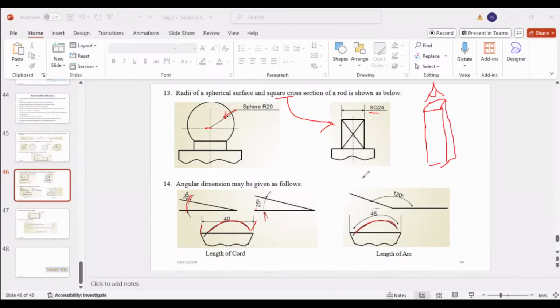And for the large angle, you can see that you can draw the arrowheads within the angle and mention the dimension too.